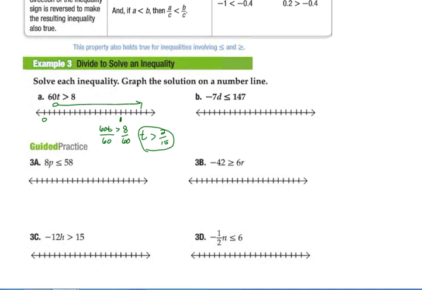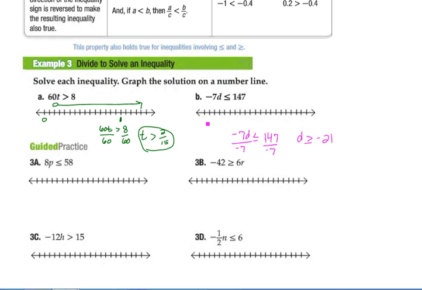All right, let's go ahead and try B. Negative 7d less than or equal to 147. So again, trying to get d by itself, we're multiplying by a negative 7. So let's divide by a negative 7. 147 divided by 7, look at this, divides evenly. So right away, before I even look at that solution, I'm going to flip the sign. Then I'll look at the solution. Greater than or equal to a negative 21.